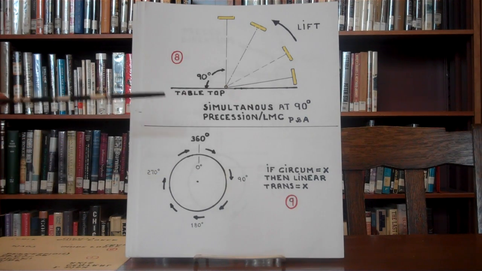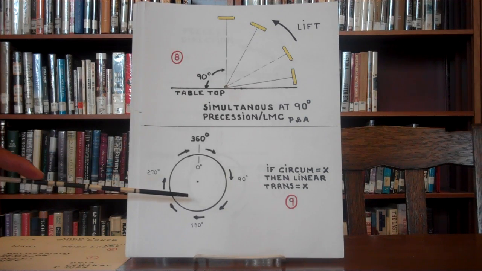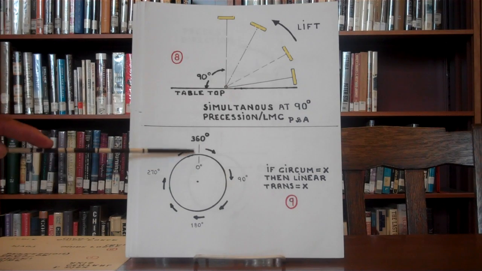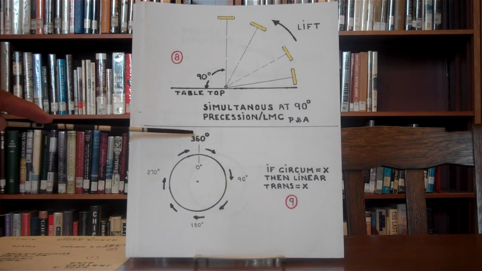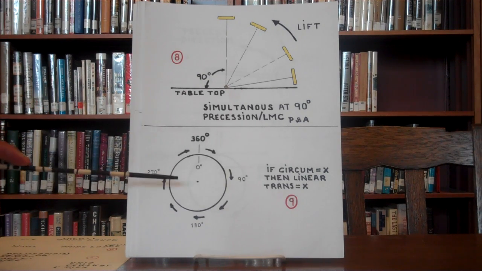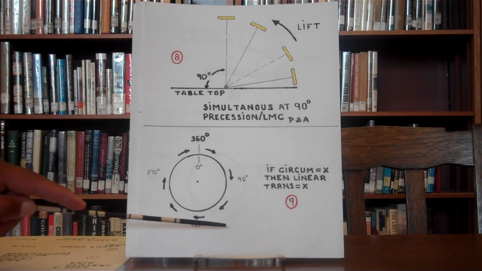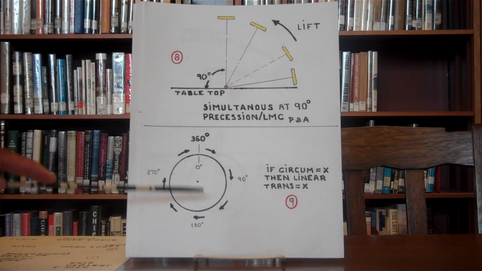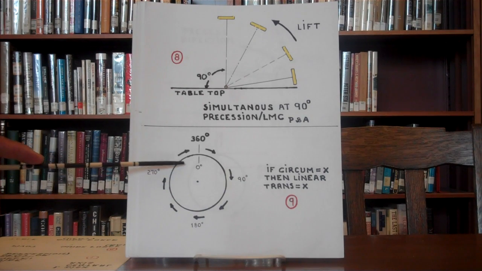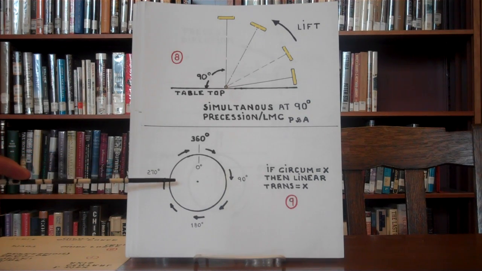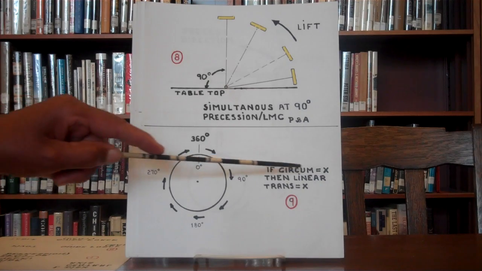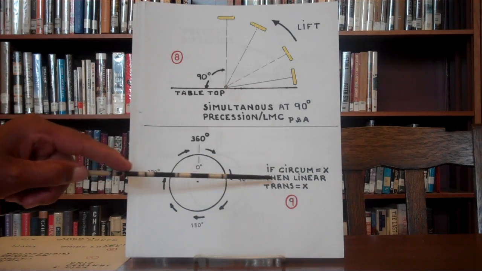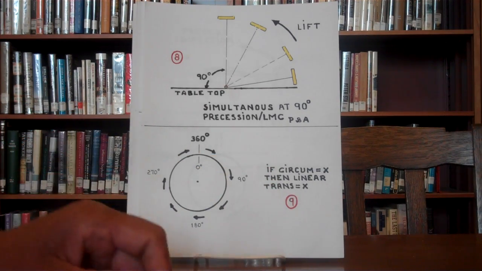Number 9, whatsoever the circumference of a disk from 0 degrees to 360 degrees, it is equal to the same in a straight line. If this is 1 foot in circumference, then a straight line is 1 foot when it is translated into a straight line. If the circumference equals x, then the linear translation line equals x.